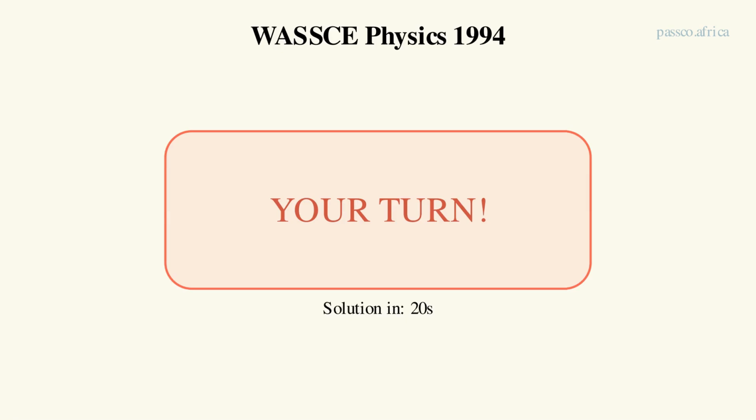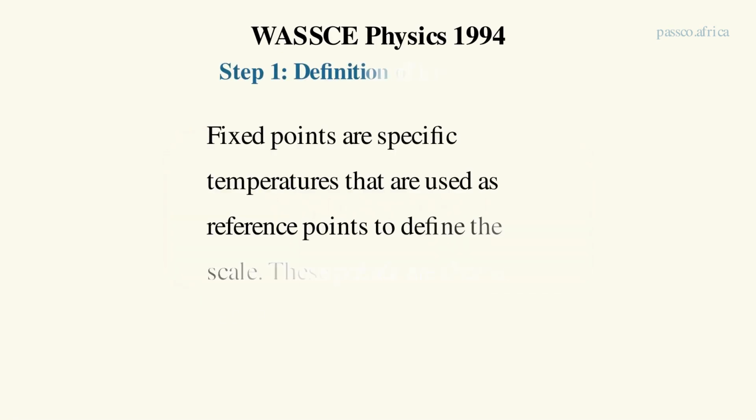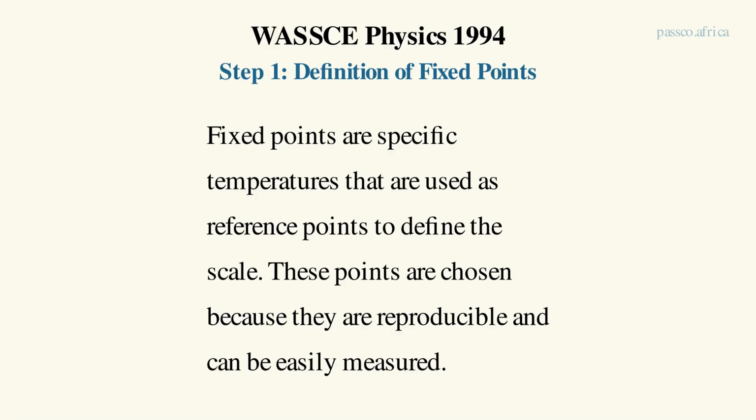Step 1. Definition of fixed points. Fixed points are specific temperatures that are used as reference points to define the scale. These points are chosen because they are reproducible and can be easily measured.